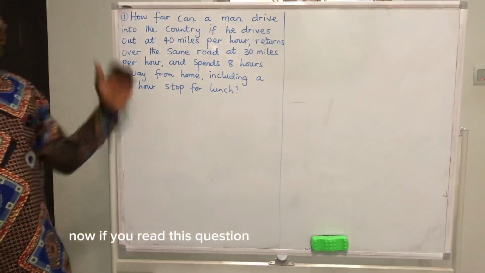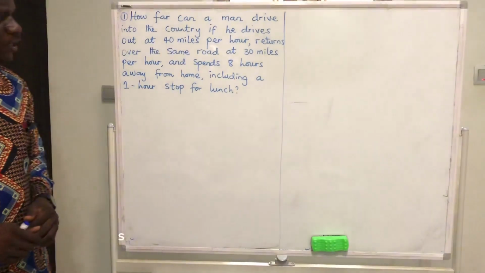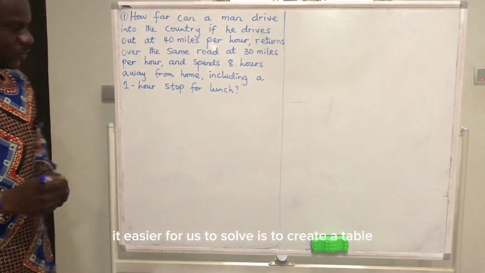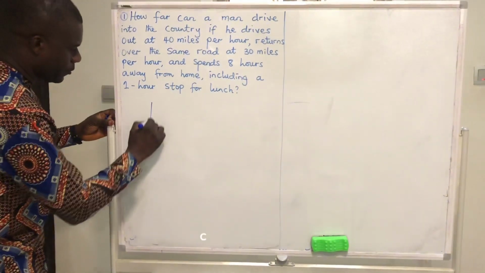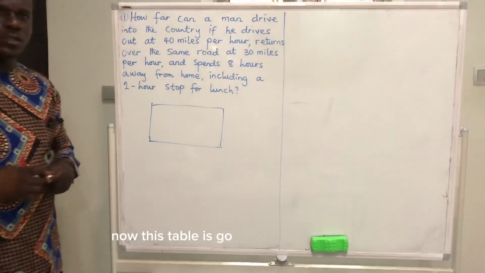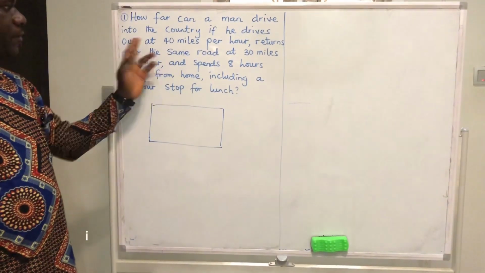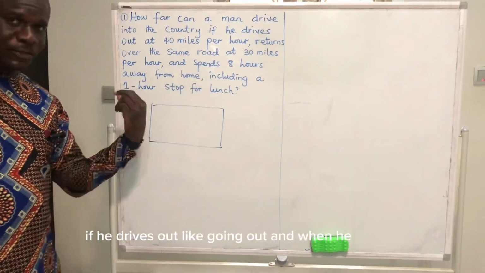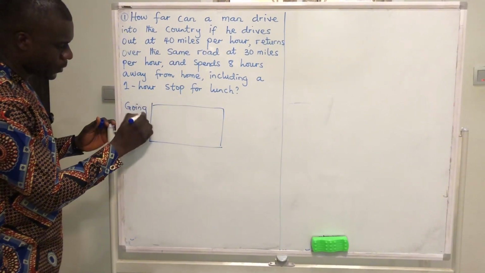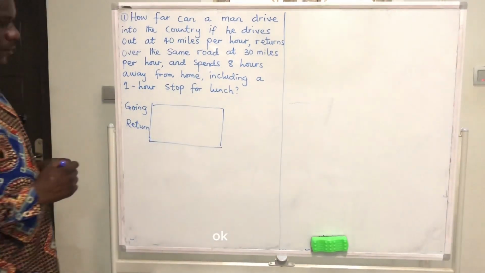Now, if you read this question from beginning to end, it can be confusing, but it's also very easy. So the first thing we need to do to make it easier to solve is to create a table. This table is going to show two things: when the man drives out, going, and when he returns.